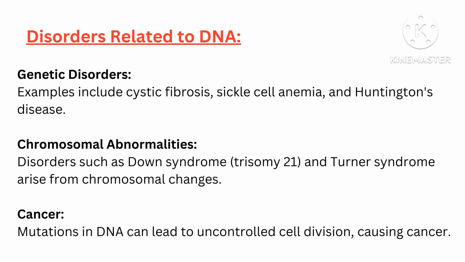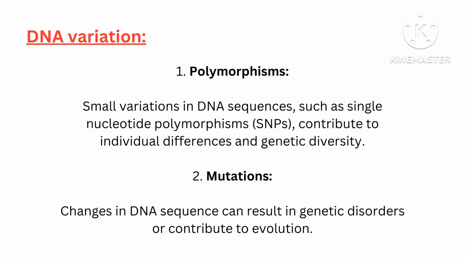Disorders related to DNA. Genetic disorders. Examples include cystic fibrosis, sickle cell anemia, and Huntington's disease. Chromosomal abnormalities. Disorders such as Down syndrome, trisomy 21, and Turner syndrome arise from chromosomal changes. Cancer. Mutations in DNA can lead to uncontrolled cell division, causing cancer.